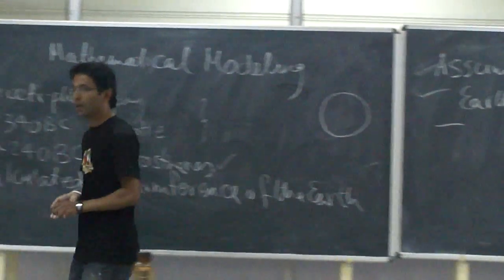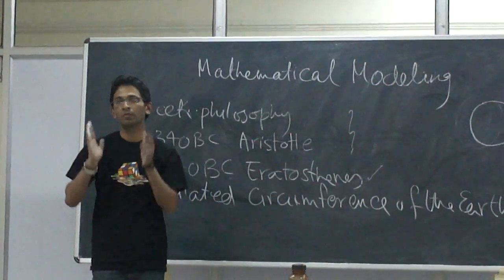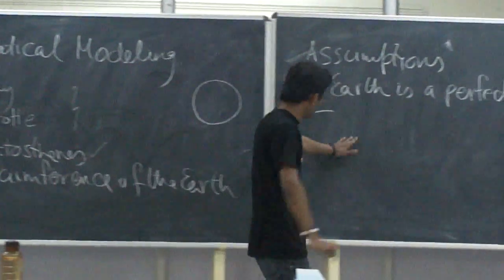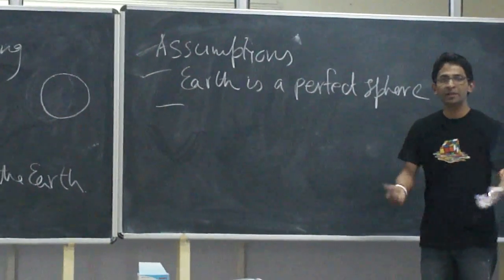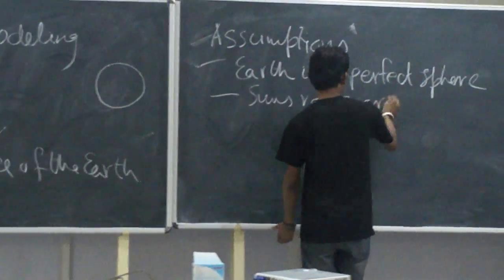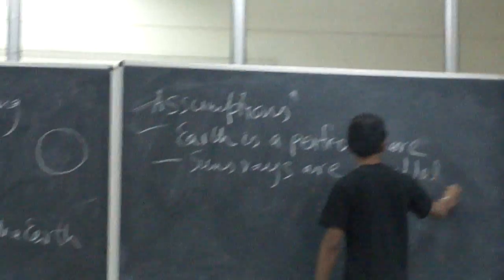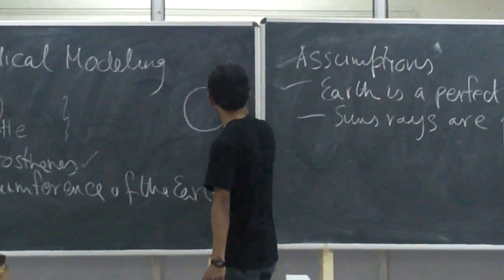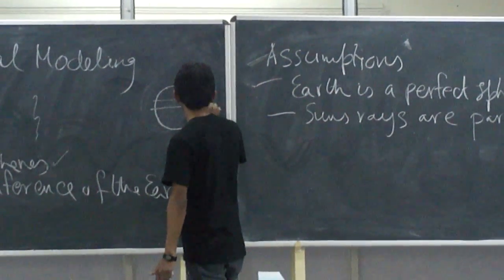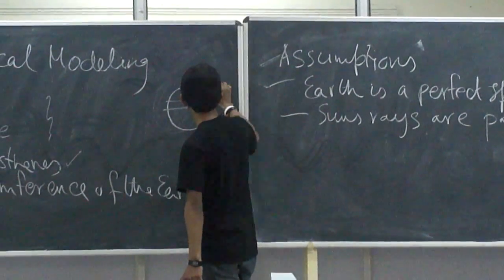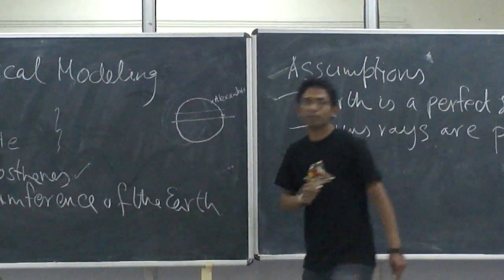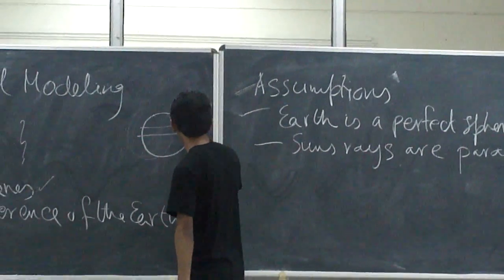And secondly, the light rays that come from the sun, they are parallel, right? Which for all practical purposes, we consider to be true. So using that, he also knew he resided in Alexandria. And what he did was, I forget the name of the city.